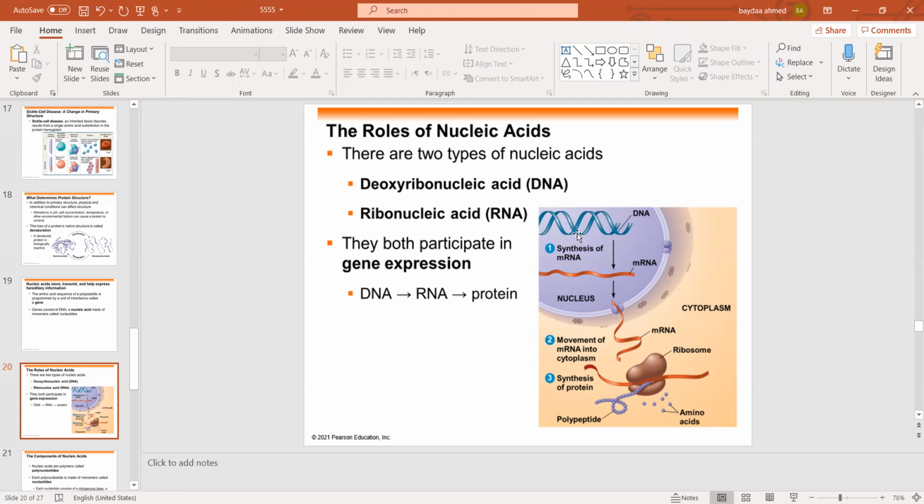A given gene along a DNA molecule can direct synthesis of a type of RNA called messenger RNA, mRNA. The mRNA molecule interacts with the cell's protein synthesis machinery, the ribosome, to direct the production of a polypeptide, which makes up part of a protein. We can summarize the flow of genetic information as DNA transcribed to RNA, then translated to protein.